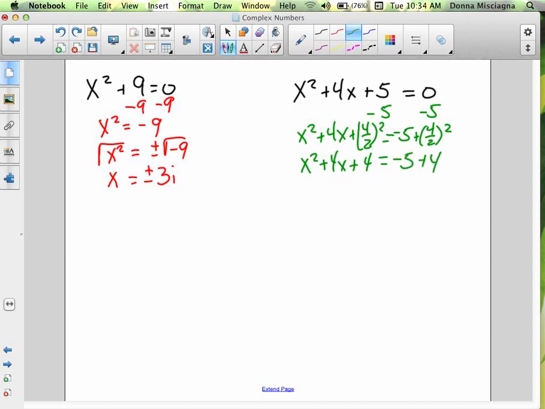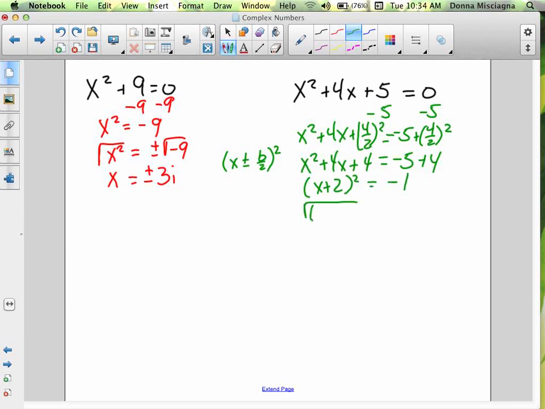On the left-hand side, we can factor. Remember, the factoring is always going to be x plus or minus b divided by 2 squared. So b is 4. So 4 divided by 2 is 2. So this is going to be x plus 2 squared on this side. On the other side, we have a negative 1.